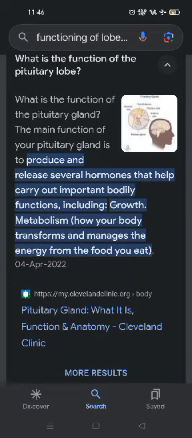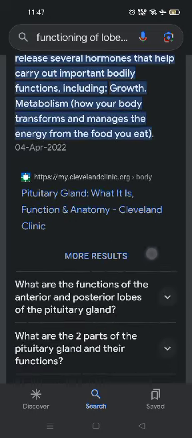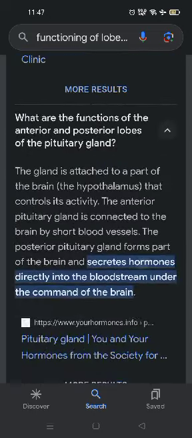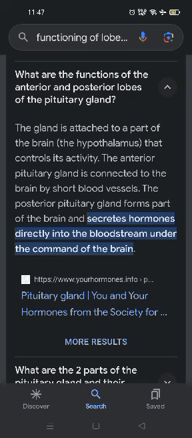The main function of your pituitary gland is to produce and release several hormones that help carry out important bodily functions, including growth, metabolism, how your body transforms and manages the energy from the food you eat. What are the functions of anterior and posterior lobes of the pituitary gland?